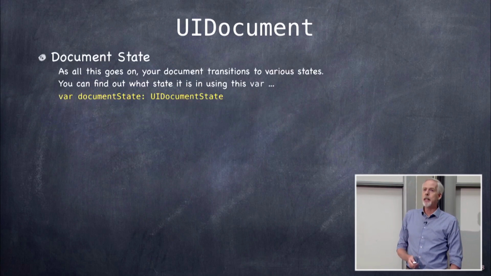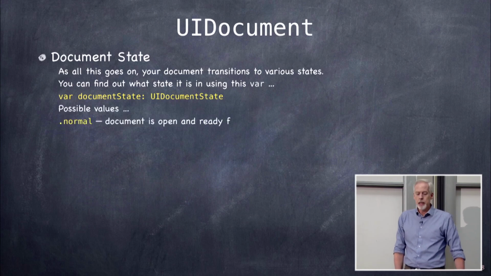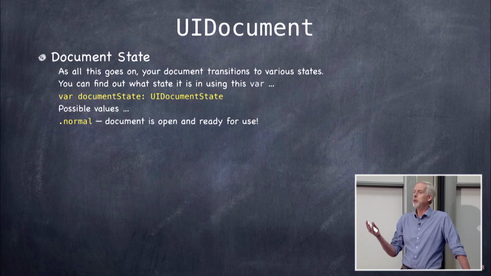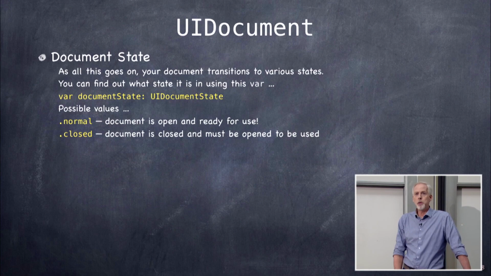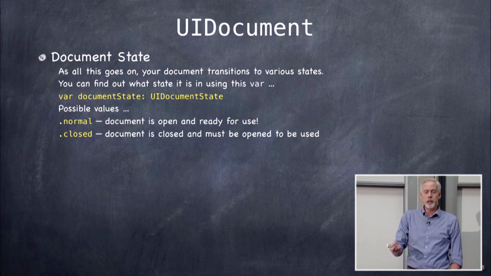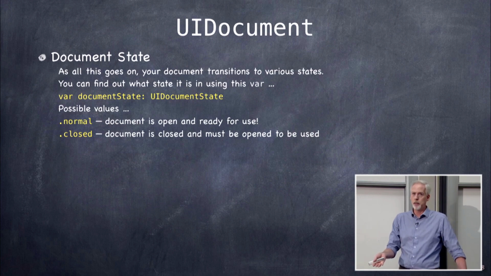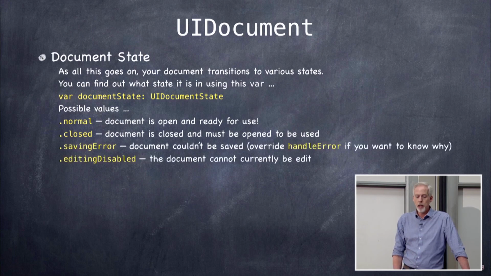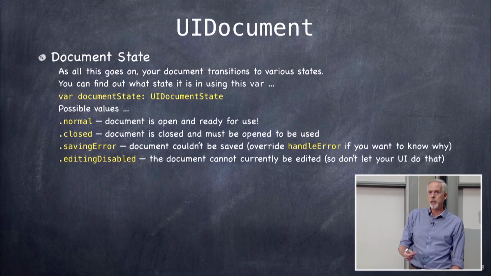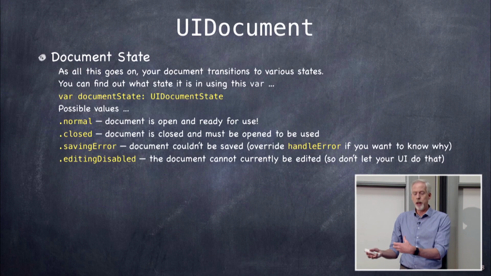The document state is a var in UIDocument. You can look at it and see how your document's doing. Here are some of the values. Normal, that means your document is ready to use. Okay, just do whatever you want with it. That's the normal state. There's also closed. That means either you haven't opened it or you tried to open it and it failed and it's still in the closed state. There's saving error, which is you tried to save it and it failed.